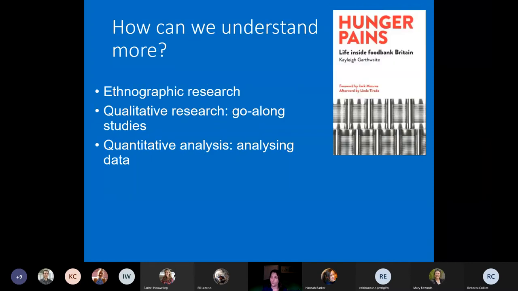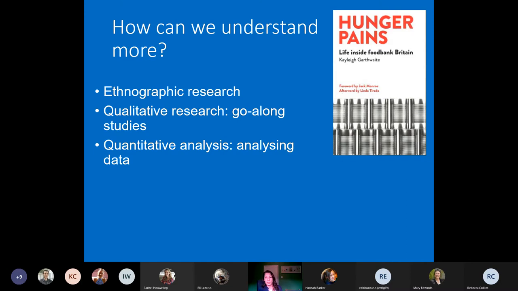Because if they're where there's capacity and there's a volunteer sector available, is that necessarily going to correspond to where there's the most need? So how can we understand these questions around food aid, food insecurity, what's driving food insecurity, what are the health impacts? Lots of different ways. You can use ethnographic research and do observational studies like Kayleigh Garthwaite did. She spent 18 months at a Trussell Trust food bank in Middlesbrough and wrote a book about it. It's a very good one. I'd recommend it. It's a nice, succinct story about how people end up in food insecurity and how the food bank helps them, and what we need to understand more fully about this.